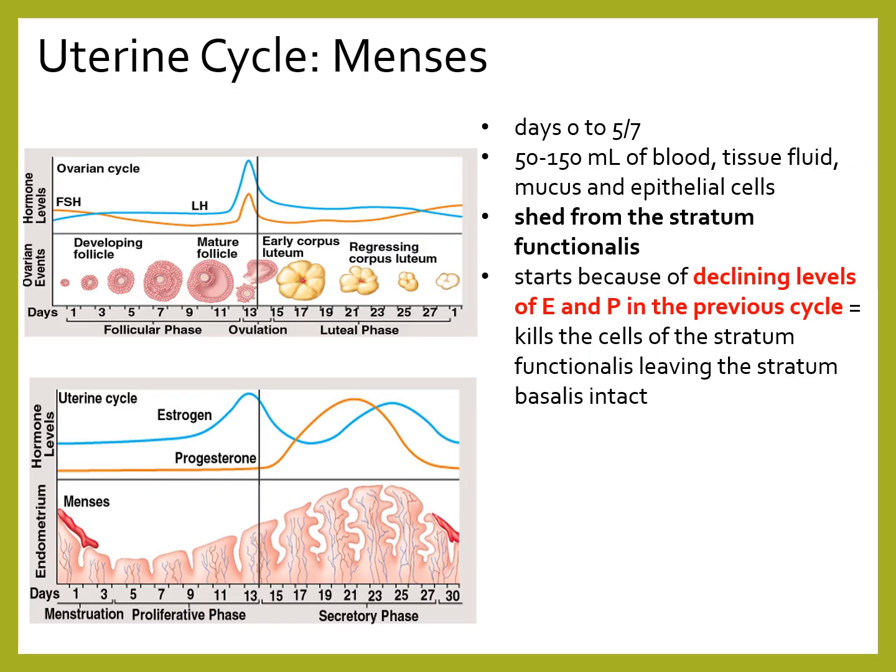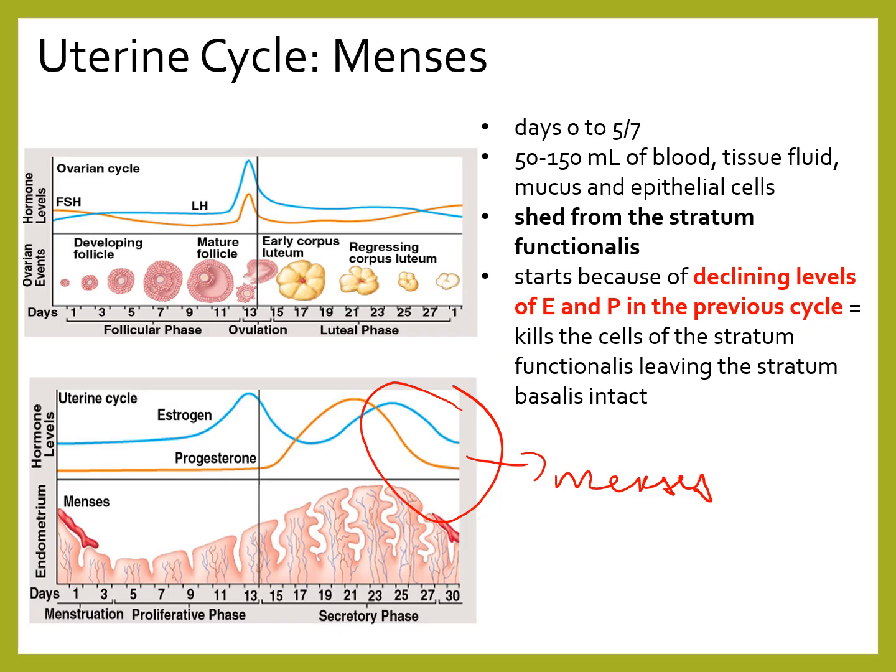While the follicular phase is going on, in the uterine cycle we have the phase known as menstruation, or menses. This is the first 5 to 7 days of the reproductive cycle. It corresponds to the degeneration of the stratum functionalis of the endometrial lining. It is actually started by events that take place in the previous reproductive cycle. The events that trigger the breakdown of the stratum functionalis are the drop in estrogen and progesterone from the previous cycle. So this drop right here will lead to menses in the next cycle.